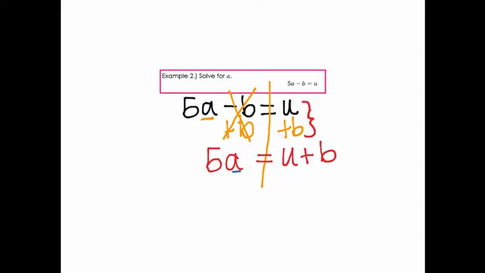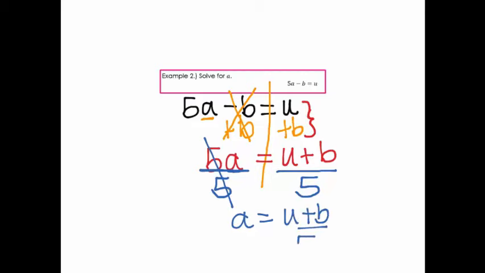Remember, we're trying to get this a by itself. The operation that's happening between a number and a variable without any symbol, as you know, is multiplication. So to undo that, we're going to divide by the 5 to get the a all by itself here. And if we divide on one side, we have to divide on the other. So my 5's are going to cancel, and I'm left with a equals u plus b all over 5. And this is my final answer. A equals u plus b all over 5.